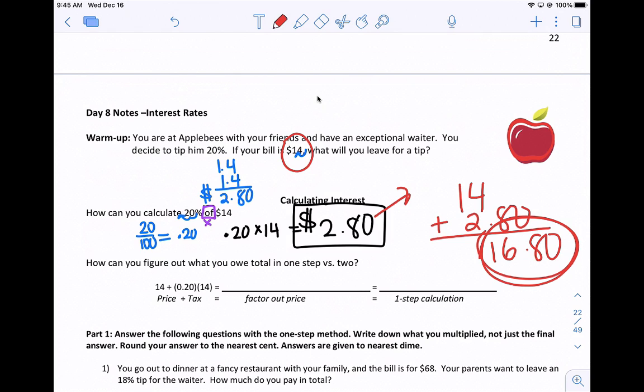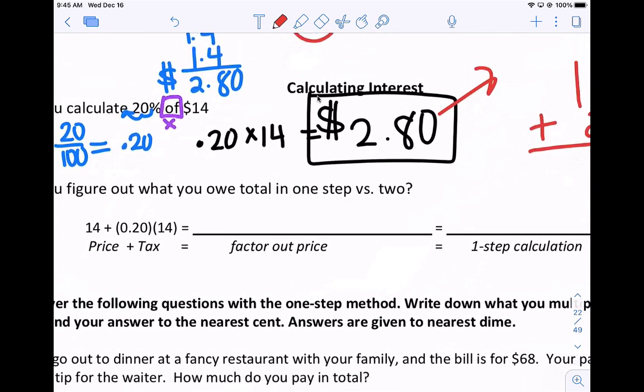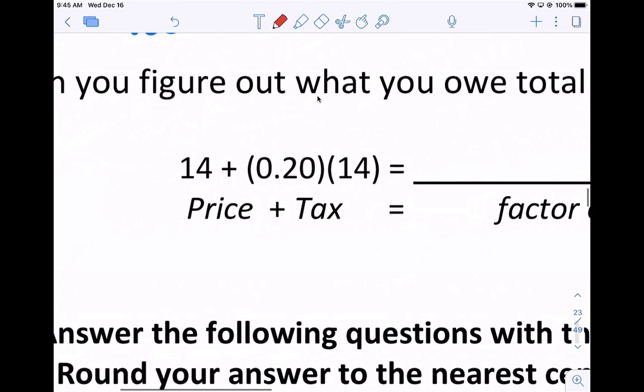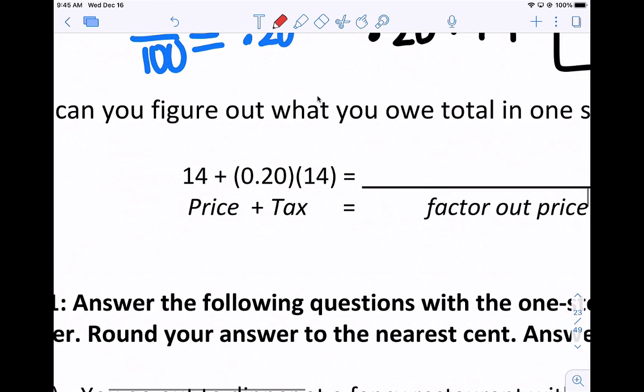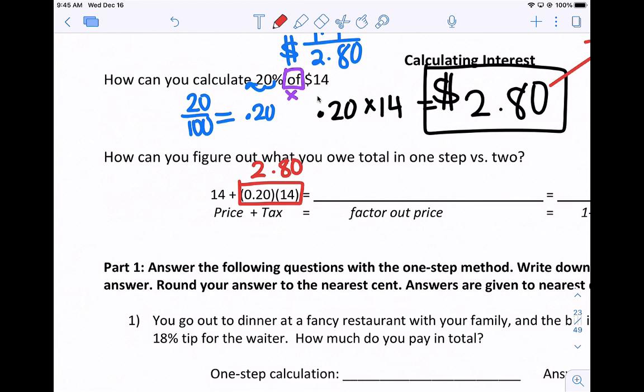We would pay $16.80. So this question, how can you figure out what you owe total in one step versus two, means how can you figure out that $16.80 in one step versus calculating the tip and then adding it to your total. So here is the calculation for that. If you do your $14 plus, and remember this is the tip, this was that 2.80, the 20% times 14.